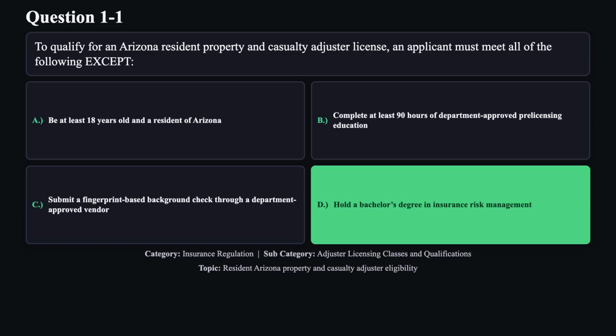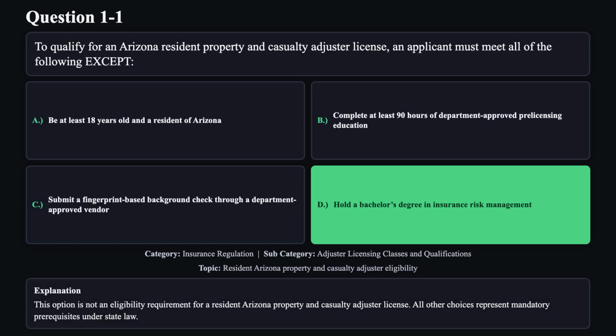The correct answer is D. This option is not an eligibility requirement for a resident Arizona property and casualty adjuster license. All other choices represent mandatory prerequisites under state law.